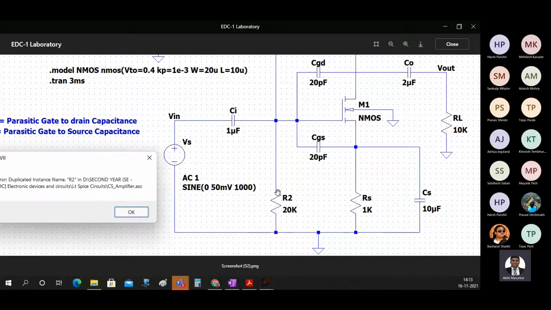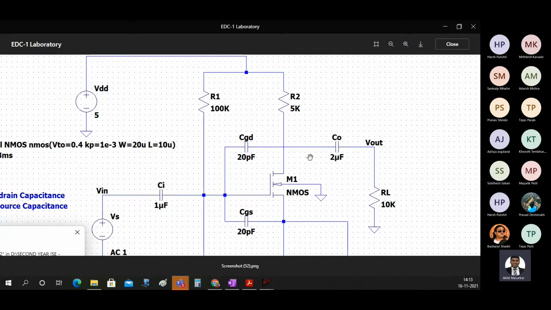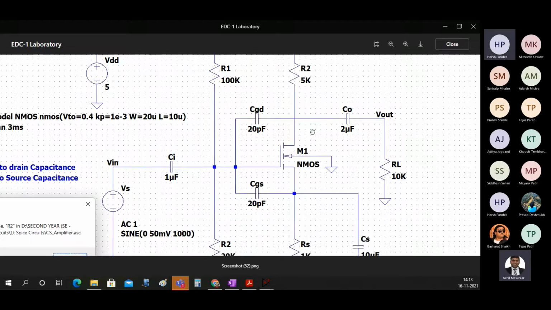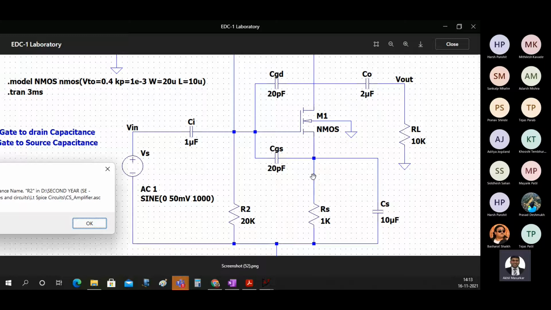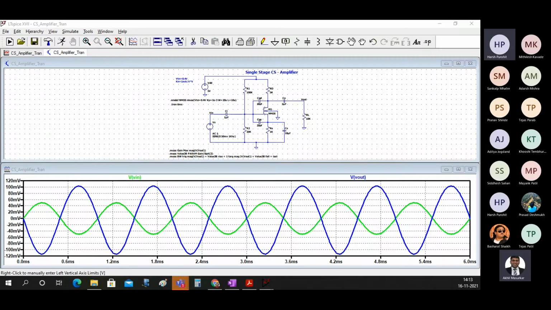So where is R2? It is here, right? But I think when you built the circuit, you copied RD from R2. So can you see here? Yes, sir. So you have named two resistances with the same name. So Spice does not understand which value of R2 it should take. Okay, sir.